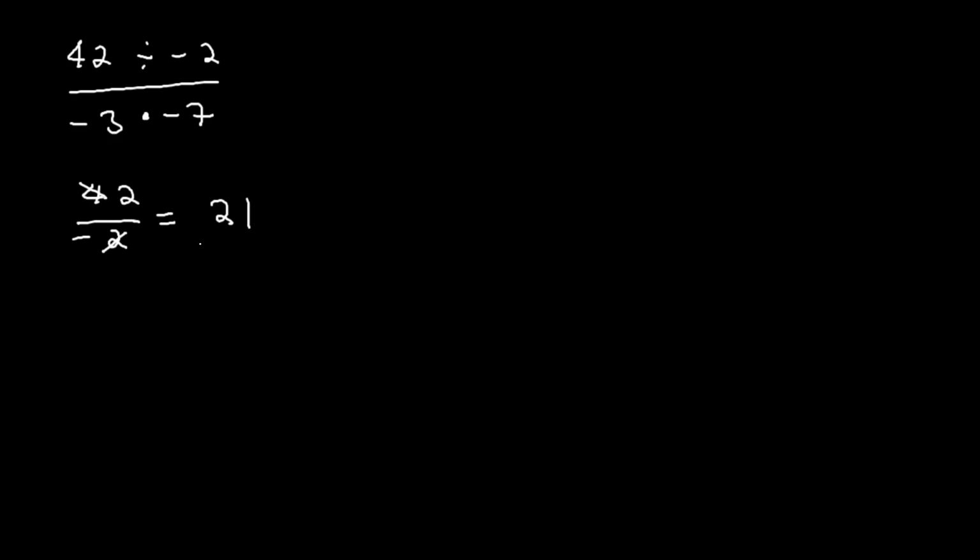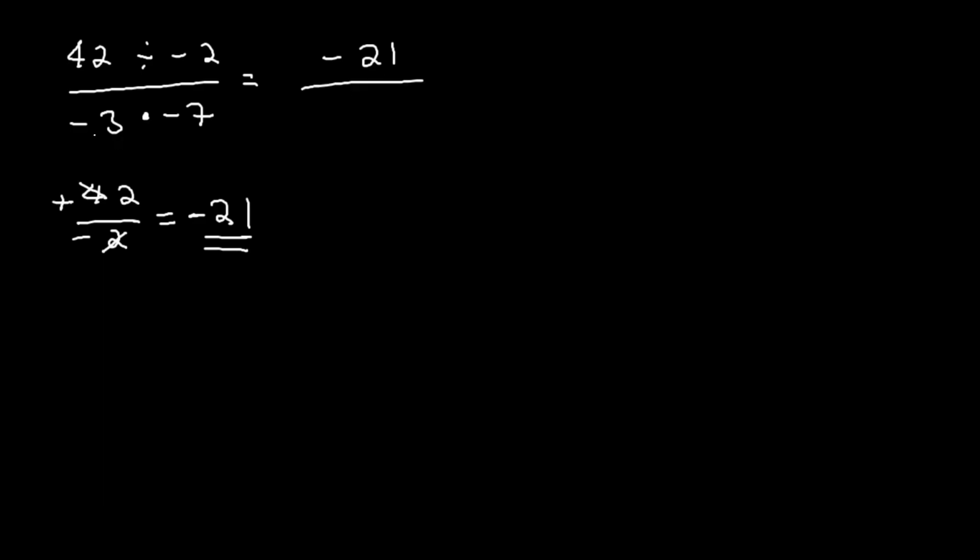Try solving this one now. 42 divided by negative 2 over negative 3 dot negative 7. Now this dot here is multiplication. So in the upper part first, you will divide 42 divided by negative 2. So 2 goes into 4 2 times, and 2 goes into 2 1 time, so that's 21. But we're dividing a positive and a negative, so different signs will give me a negative. Now the upper part is negative 21.